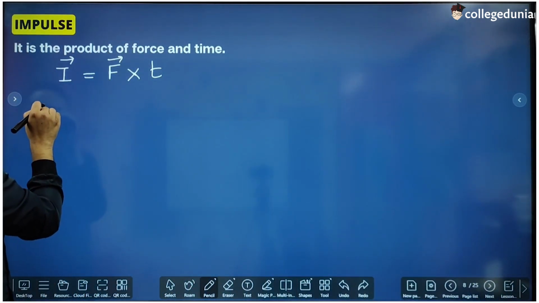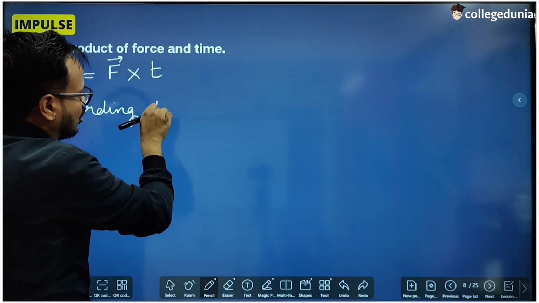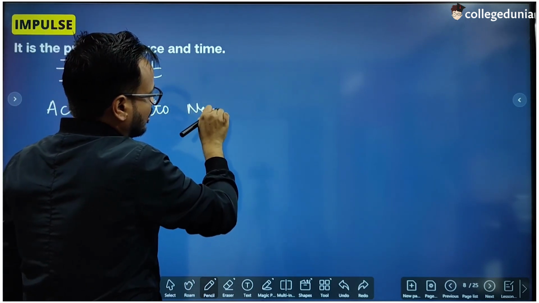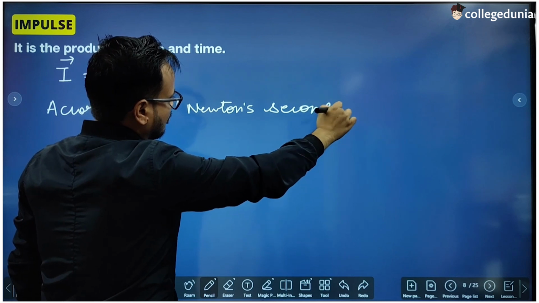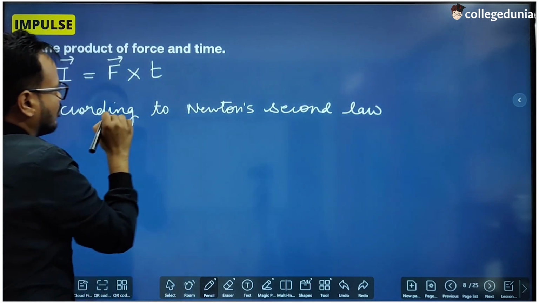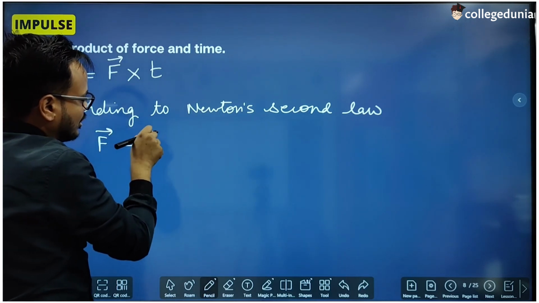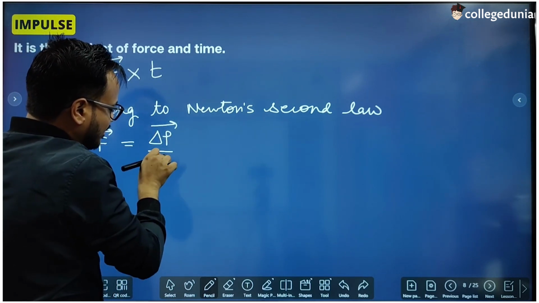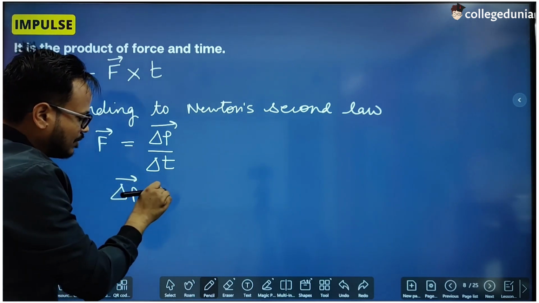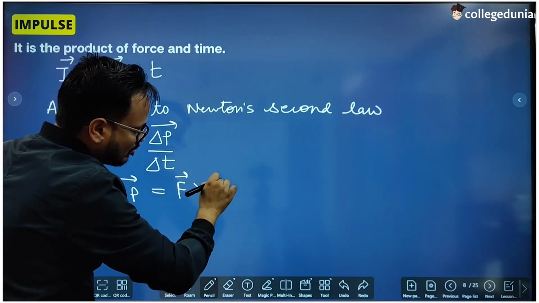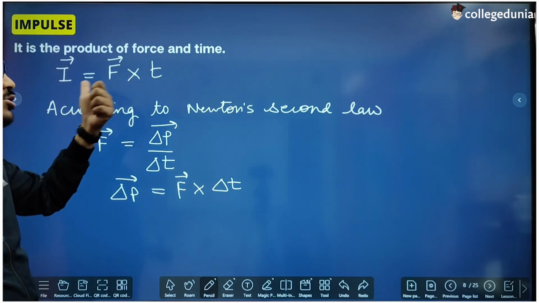Okay, according to Newton's second law, force is delta P, change in momentum, by delta T, time, right? So what is delta P? Delta P is F into time. Don't think that this delta T is different from T. This also represents time and this also represents time.